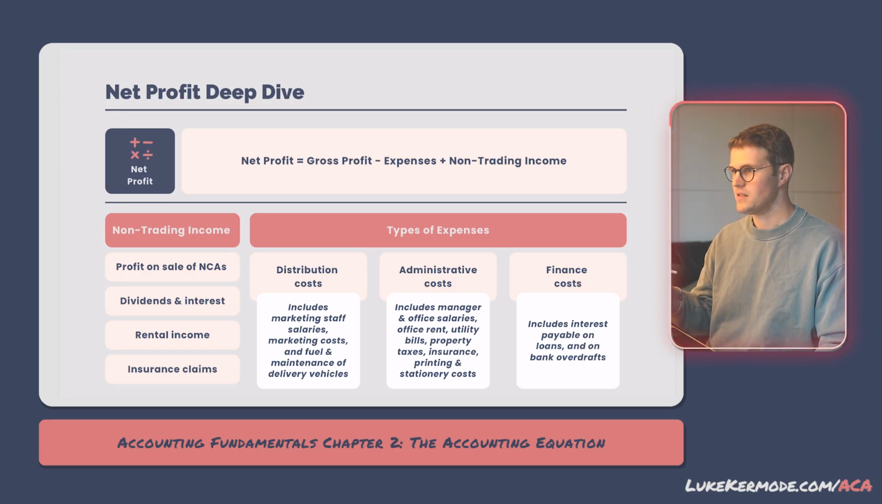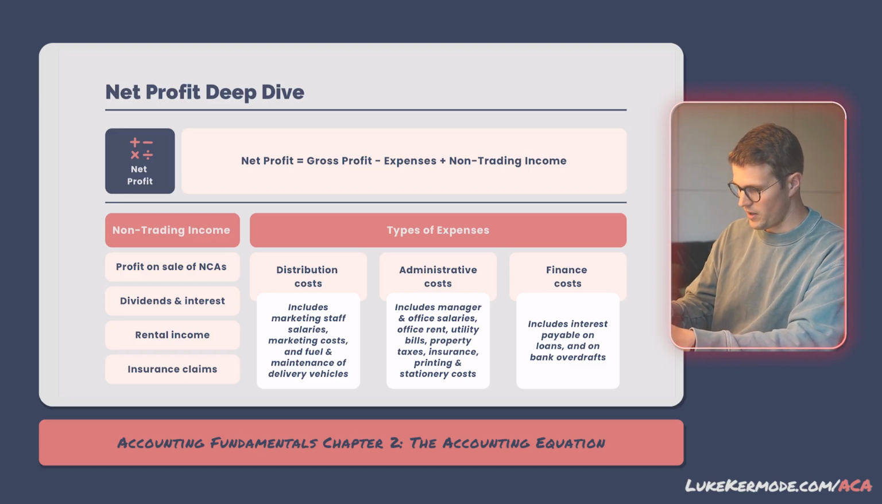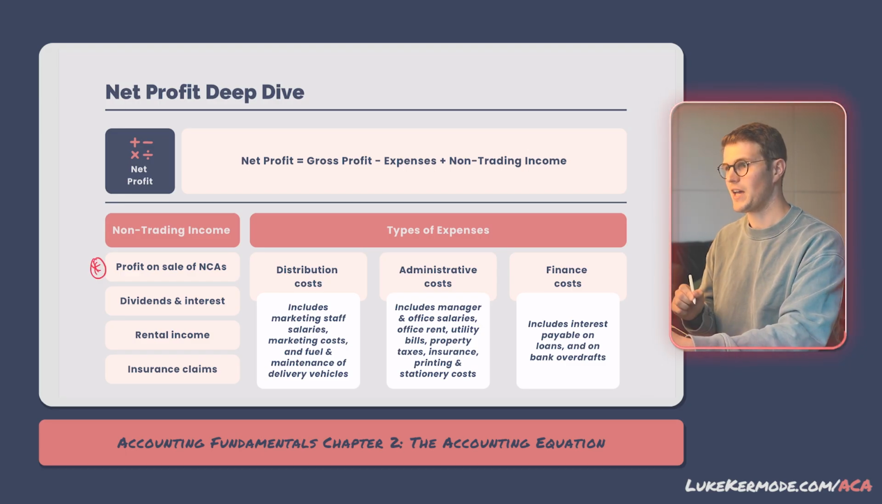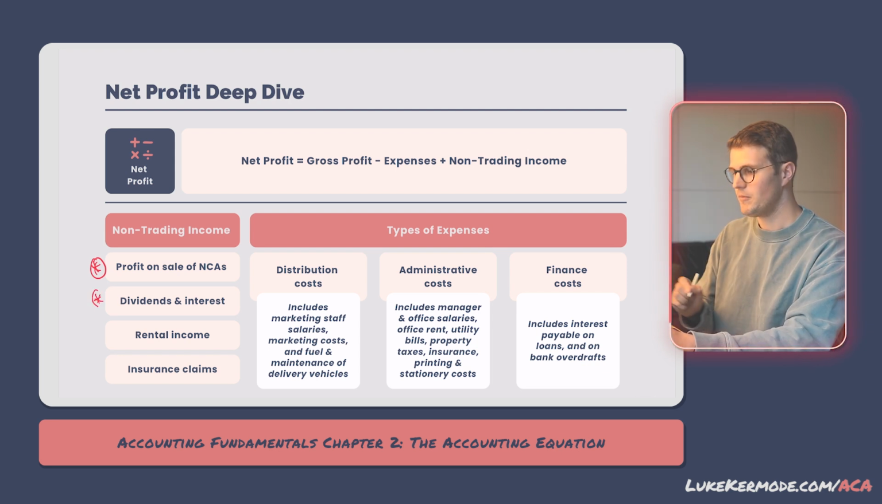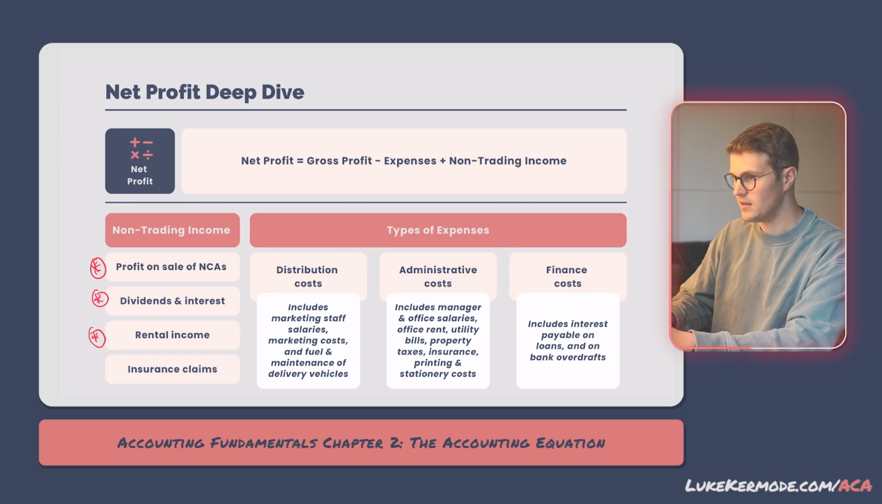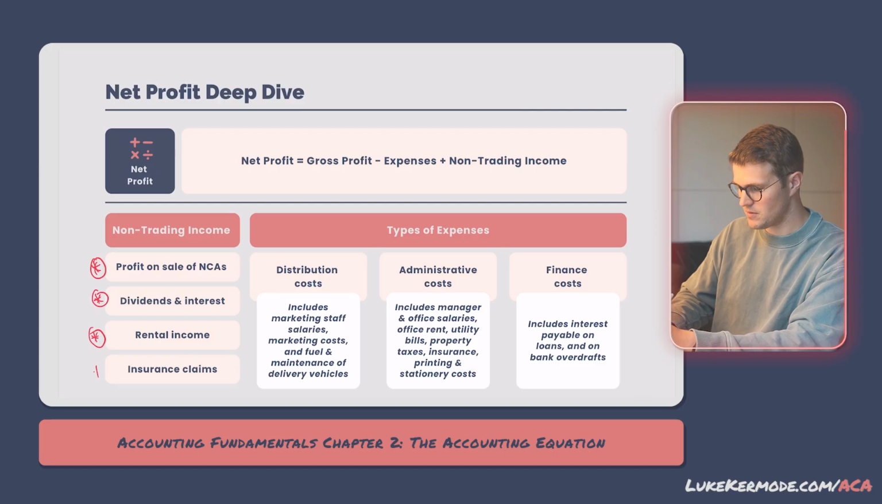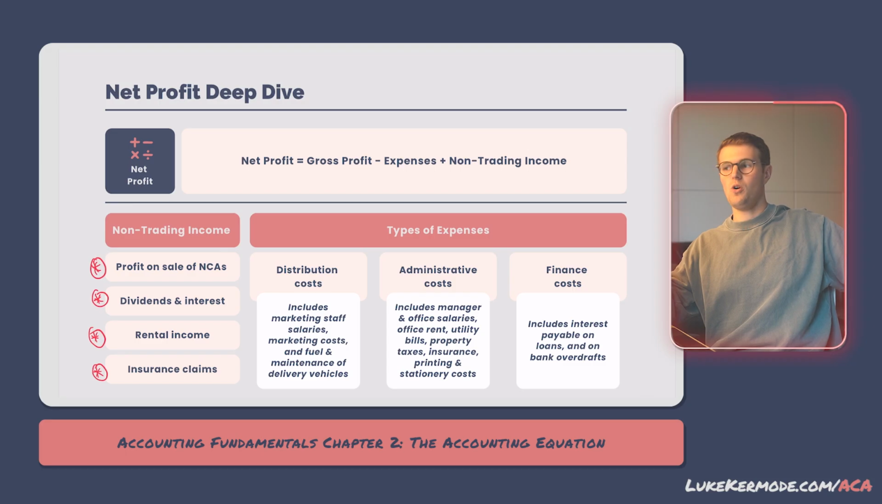So what might these additional income sources include? We've got profit from selling non-current assets, so capital income, dividends and interest income from investments, rental income from subletting space or leasing out property, and insurance claims received by the business. These are all forms of non-trading income earned outside of the business's core operations.